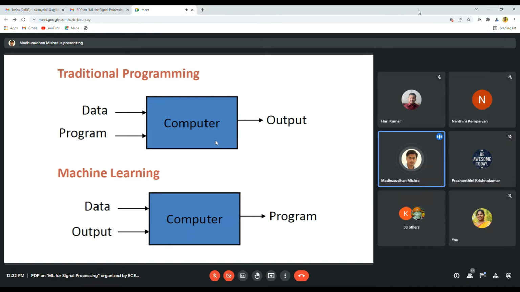These slides mainly tell the difference between traditional programming and machine learning. In traditional programming, we have data and a program. The computer processes them and gives an output. But in machine learning, we give data and certain signals as the output, and based on that learning, it makes a program.